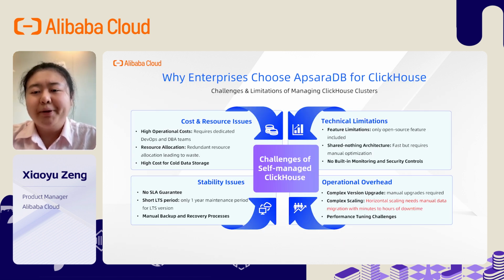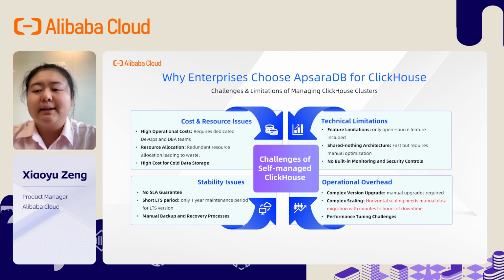ClickHouse is a very popular open-source OLAP database, so it is very natural that many developers start to use it by self-managing it. However, self-managed ClickHouse inevitably faces many critical challenges, including operational overhead, cost and resource issues, technical limitations, and stability concerns. First, operational overhead.